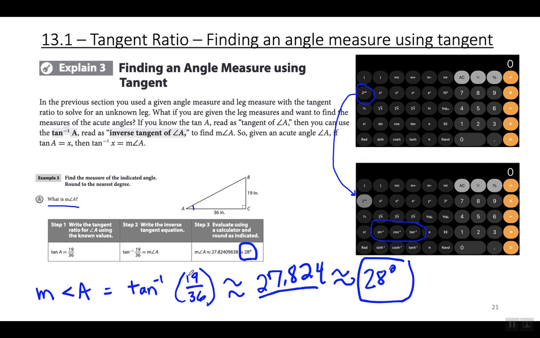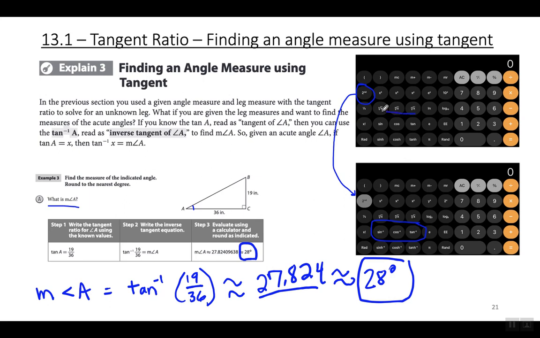Así que lo que hacen en la calculadora es 19 dividido por 36 y le tienen que dar al botón que dice igual a. Así que 19 dividido por 36 igual a, y al final le dan este botón y eso te da la medida de ángulo A. Estos botones solamente los estamos usando para encontrar la medida de los ángulos.